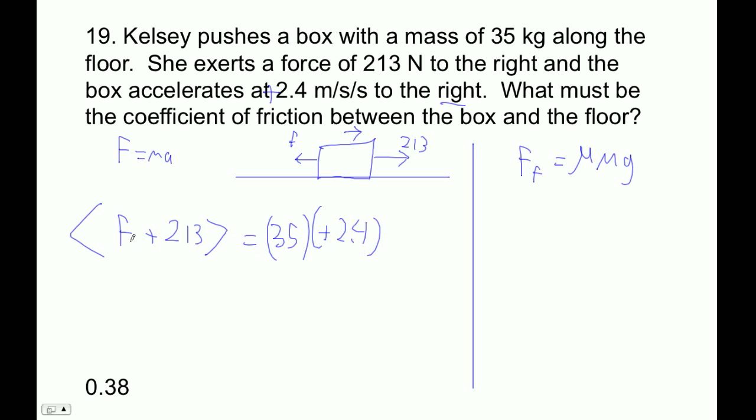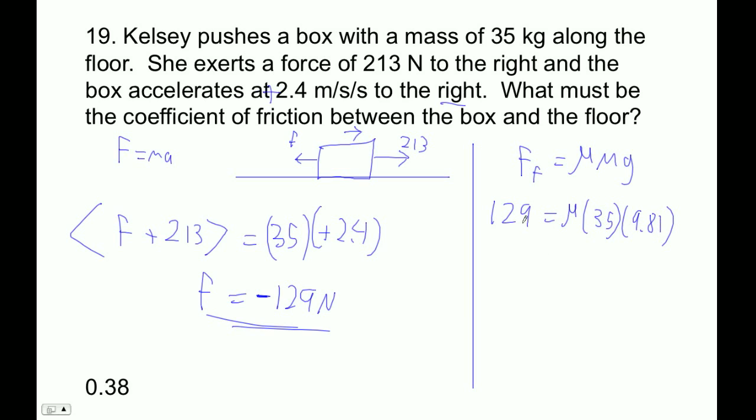Okay, so let's solve for this force of friction. It's going to be this times this minus this. So 35 times 2.4 minus 213, negative 129. Right? So that is not the answer, but it's what we're going to plug in for this. So I put 129 is mu times 35 times 9.81.